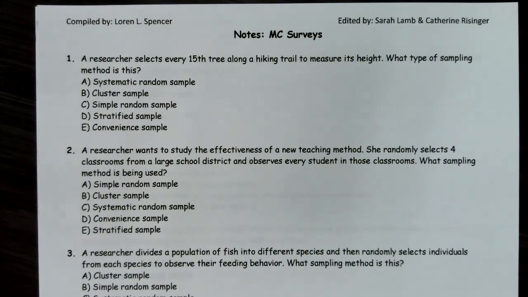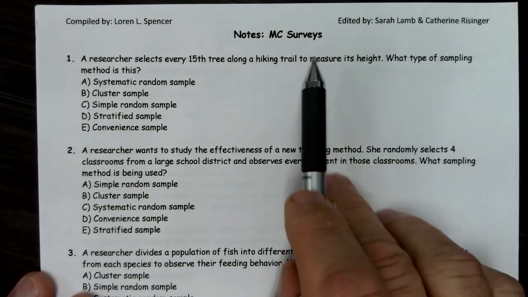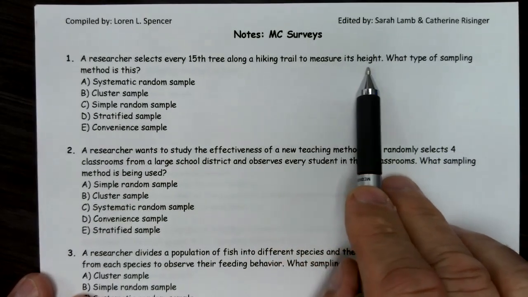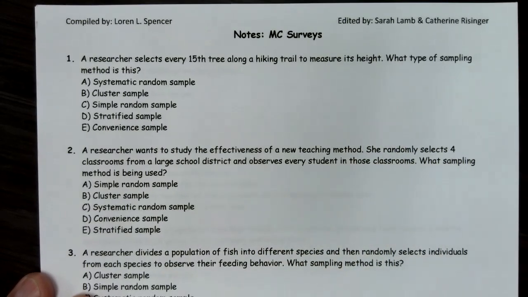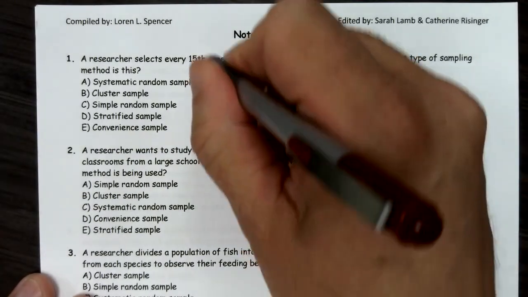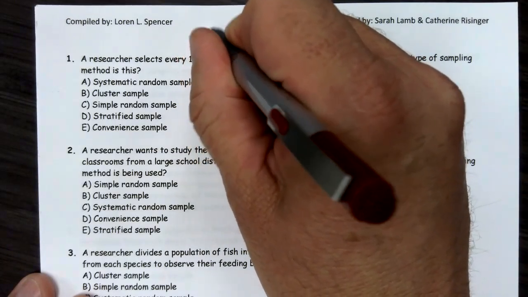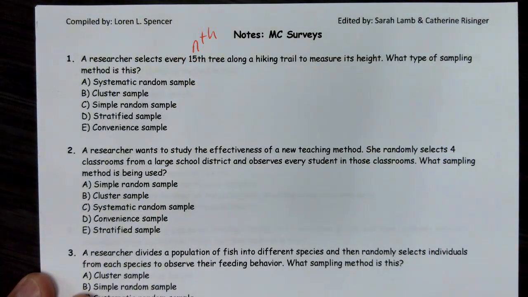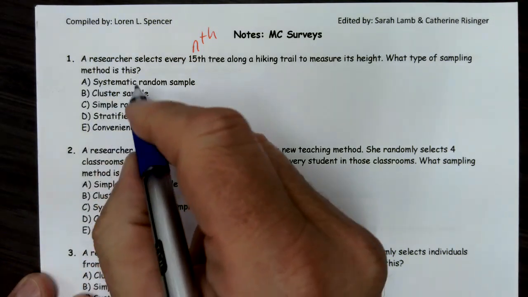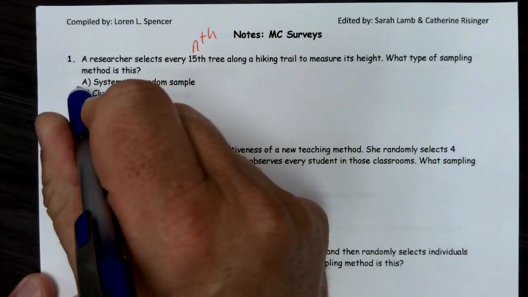So a researcher selects every 15th tree along a hiking trail to measure its height. What type of sampling method is this? Well, this is like saying I'm selecting every nth one. And if I'm selecting every nth one, that is a systematic.